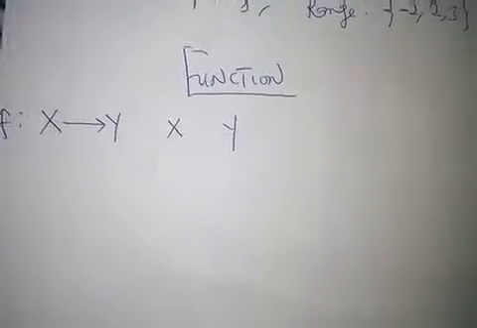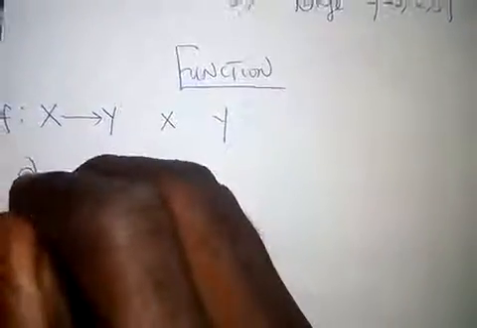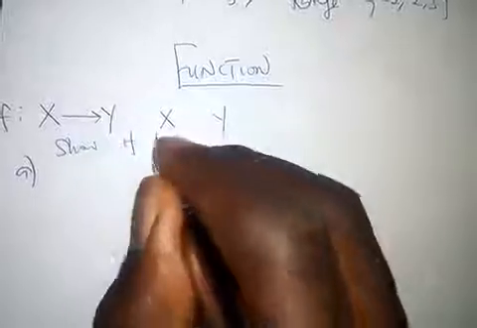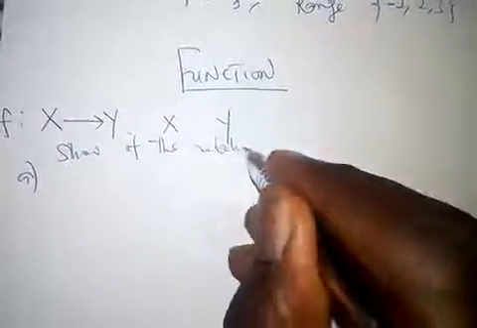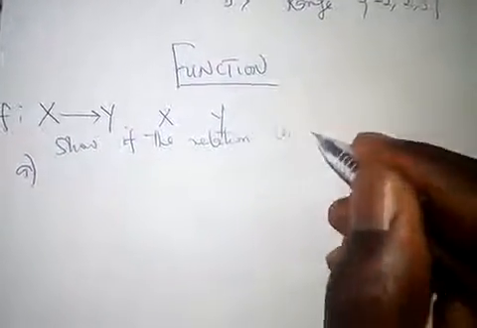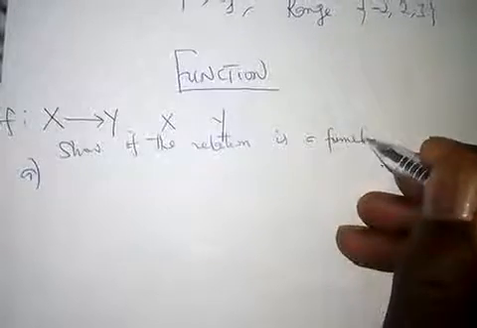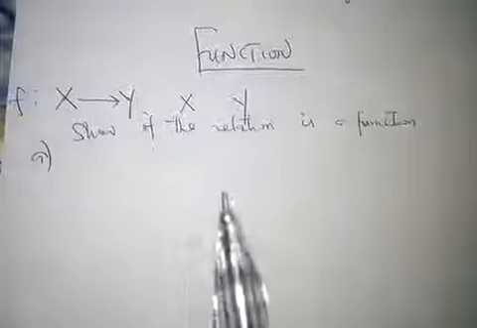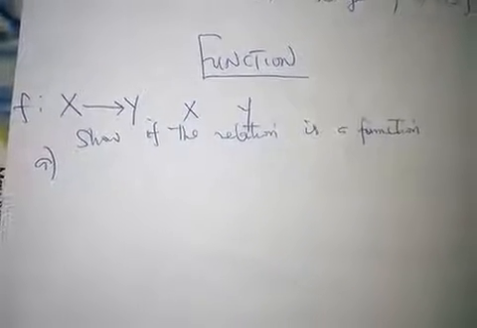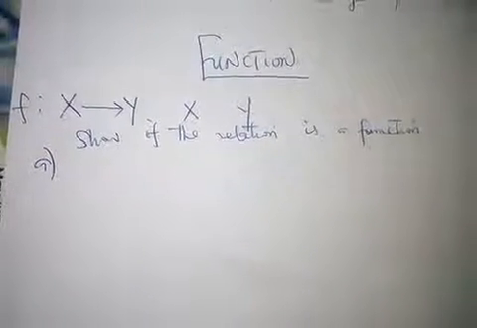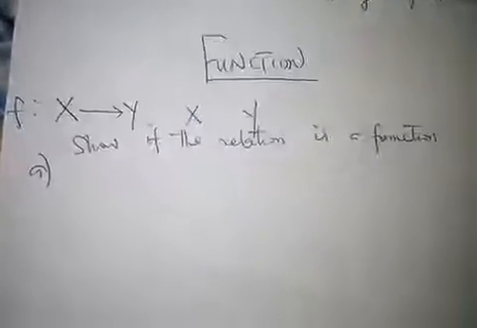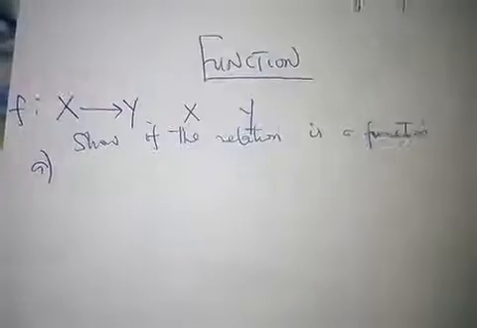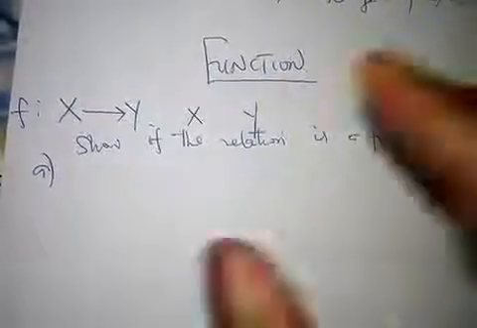Now let's take some examples. Show if the relation is a function. Take note of the definition I just made: a relation is a function if each input is paired with exactly one output. Each input is paired with exactly one output.